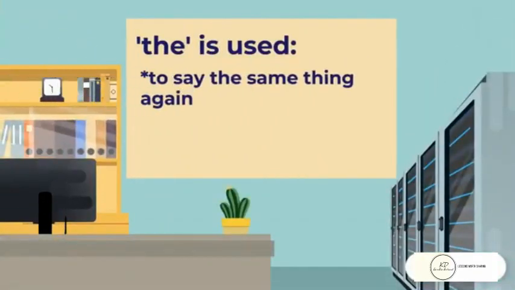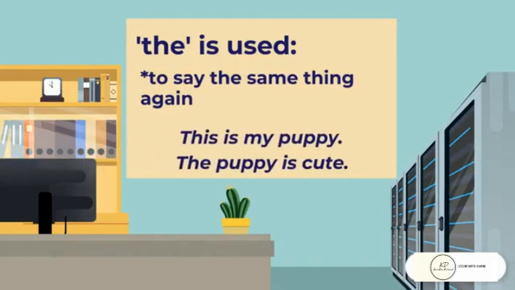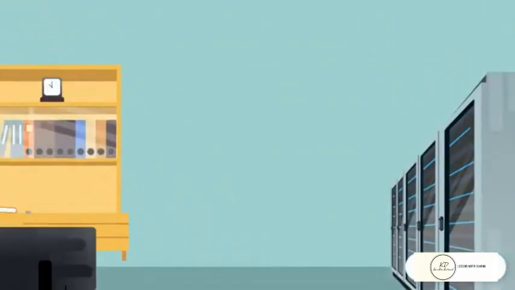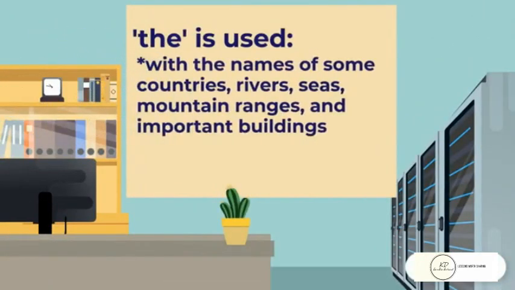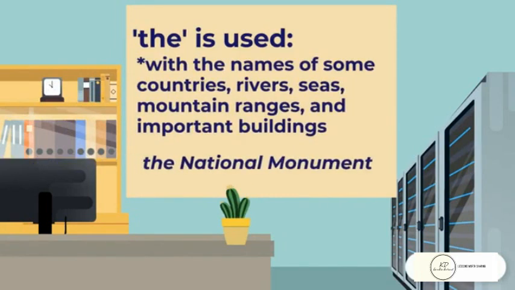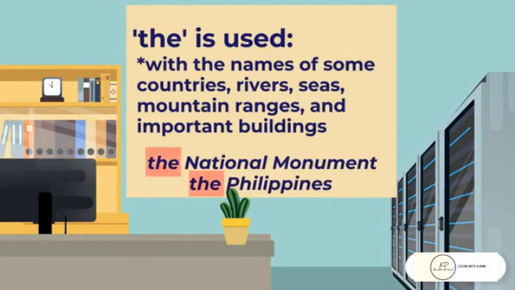The is used to say the same thing again. For example, this is my puppy. The puppy is cute. The is used with the names of some countries, rivers, seas, mountain ranges, and important buildings. For example, the National Monument, the Philippines.